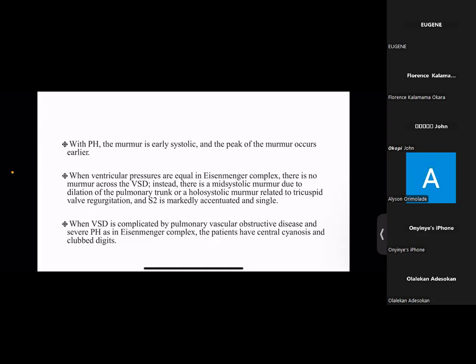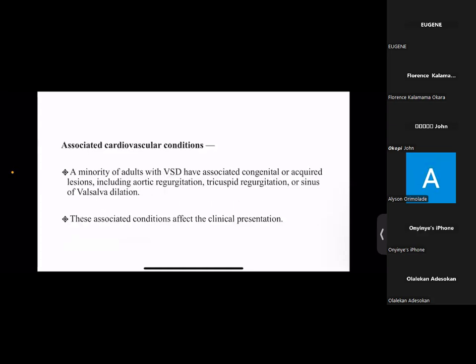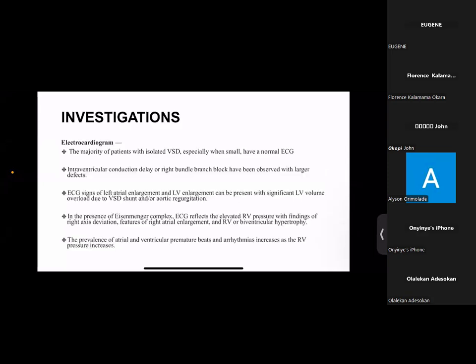When VSD is complicated and Eisenmenger syndrome develops, patients could develop central cyanosis and clubbed digits. VSDs can be associated with other heart lesions like aortic regurgitation and tricuspid regurgitation. For investigations, ECG is done. It may be normal when the defect is small, but in larger defects, conduction abnormalities, right bundle branch block, or interventricular conduction delay are noted.